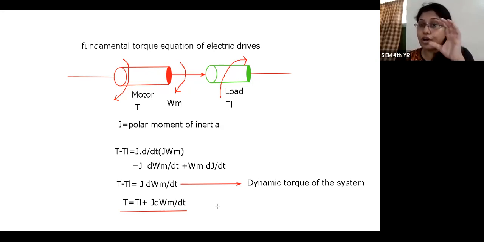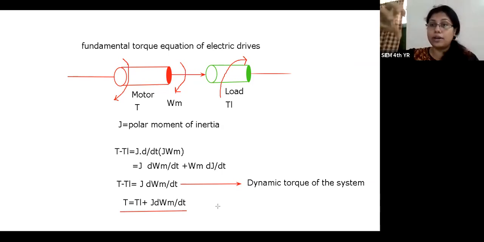The process to stop a running machine is called braking. Whenever during the starting time or the braking time, a transient occurs in the system. Transient means acceleration or retardation. During starting time, the machine will accelerate. That means acceleration will occur.